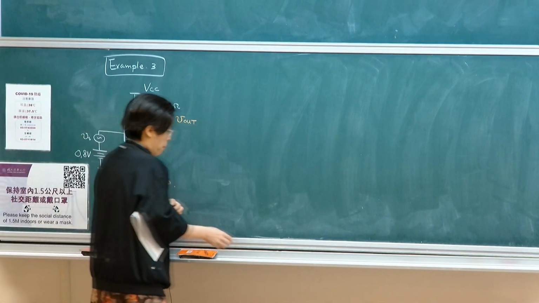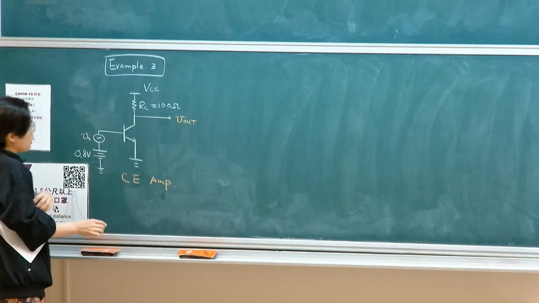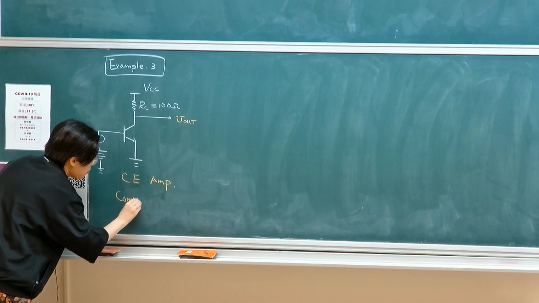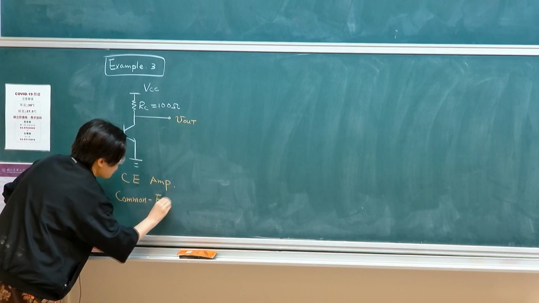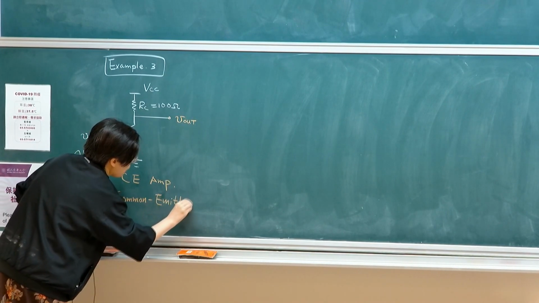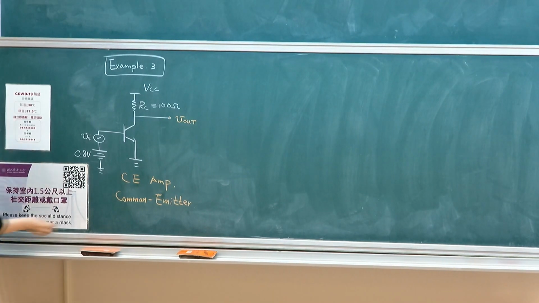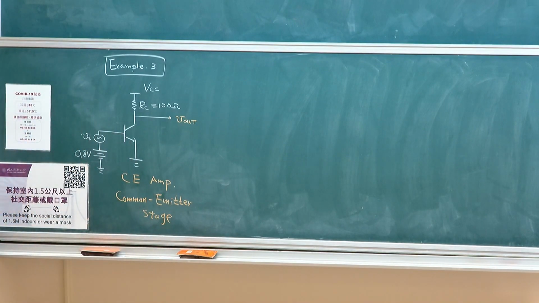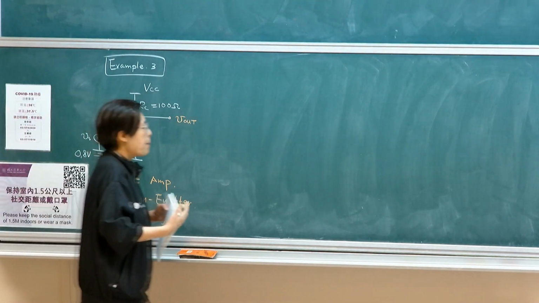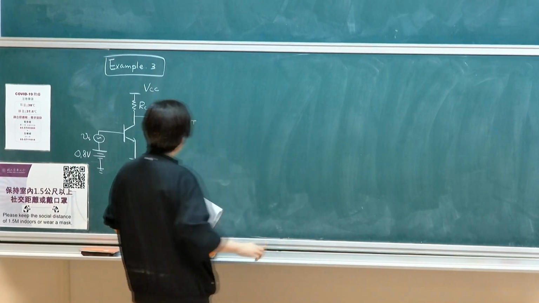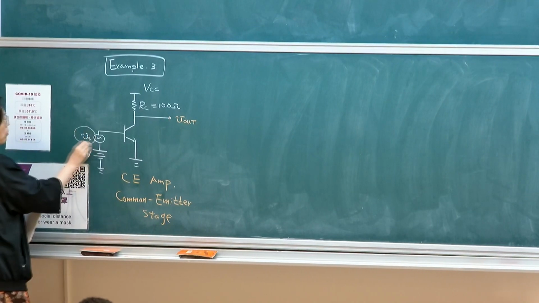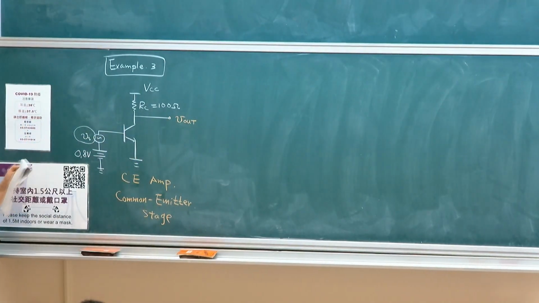Okay? So it's called a CE stage, a common emitter stage. Sometimes it's referred to as a stage because an amplifier typically has multiple stages to achieve different purposes. So let's come back to the circuit. As I said, this is my input signal. I want to look at how my output signal changes in correspondence to an input signal.